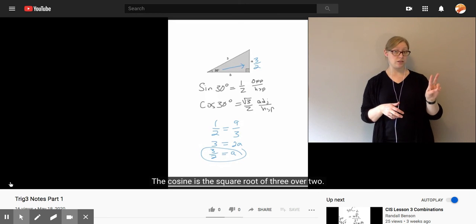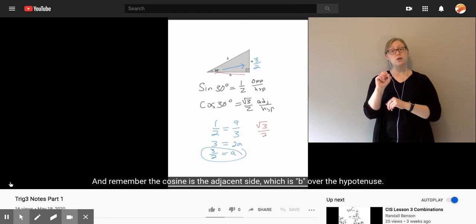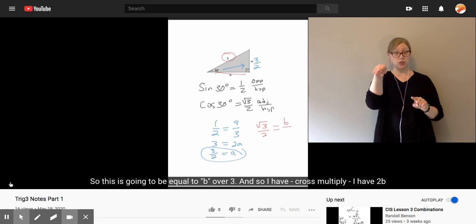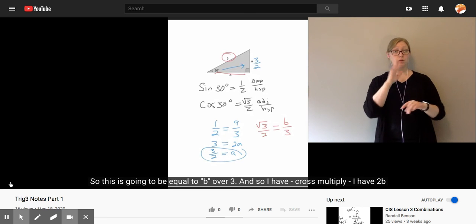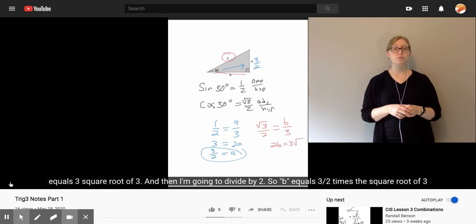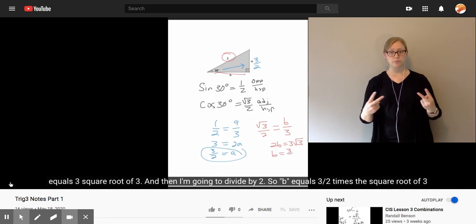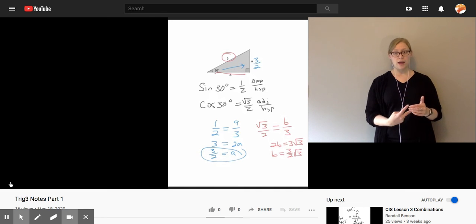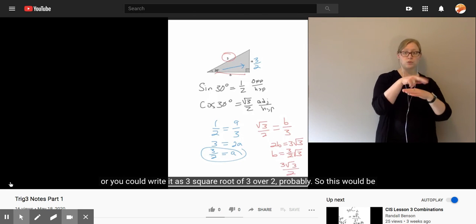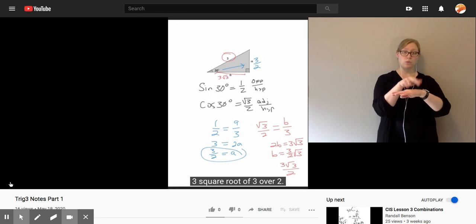The cosine is the square root of 3 over 2. And remember, the cosine is the adjacent side, which is B over the hypotenuse, so this is going to be equal to B over 3. And so I cross multiply, I have 2B equals 3 square root of 3, and then I'm going to divide by 2, so B equals 3 halves times the square root of 3. Or you could write it as 3 square root of 3 over 2. So this would be 3 square root of 3 over 2.